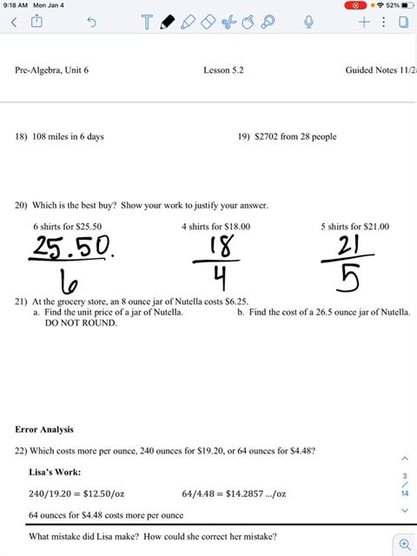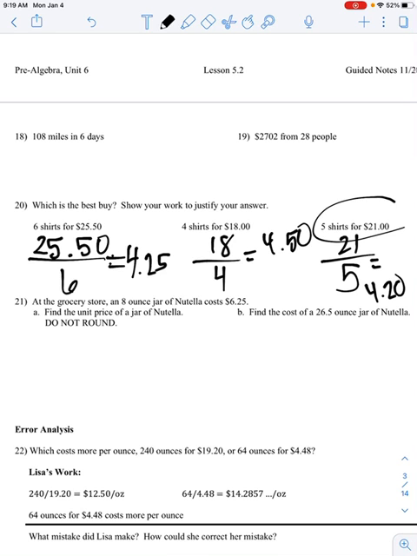This gives you $4.25 per shirt. This one gives you $4.50 per shirt. And the last one gives you $4.20 per shirt. So this one would be the cheapest for one shirt.